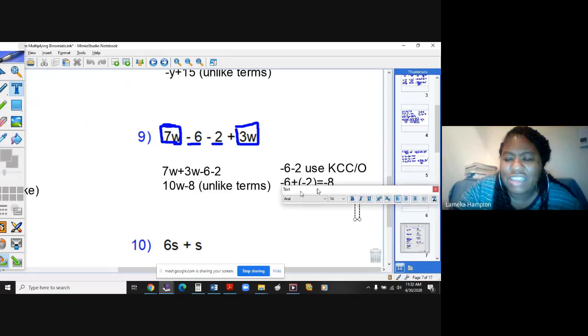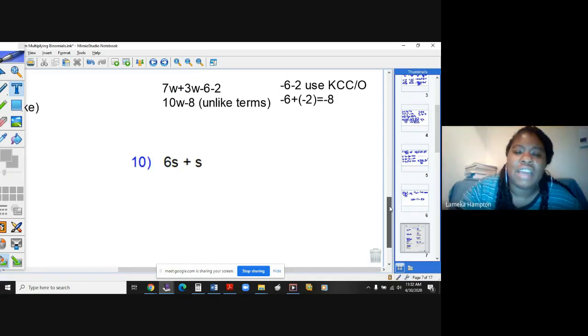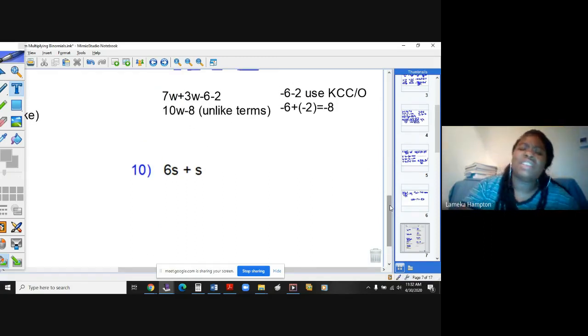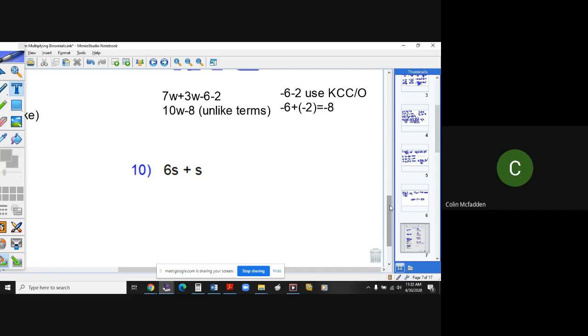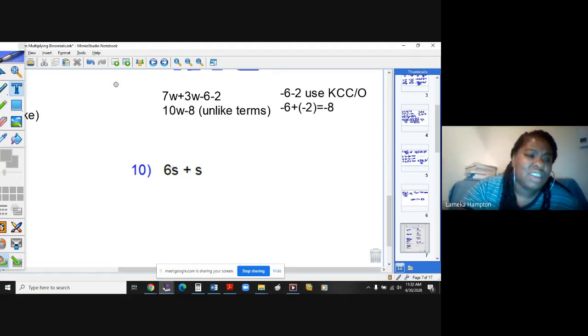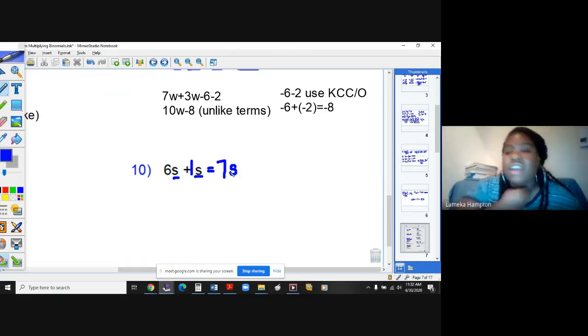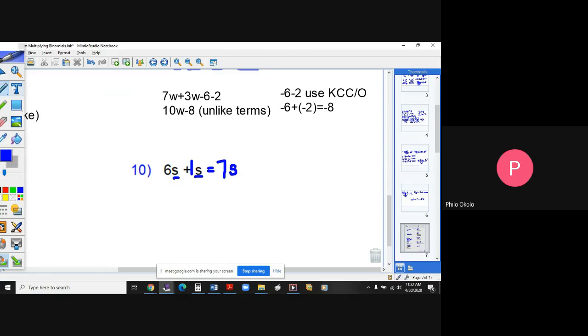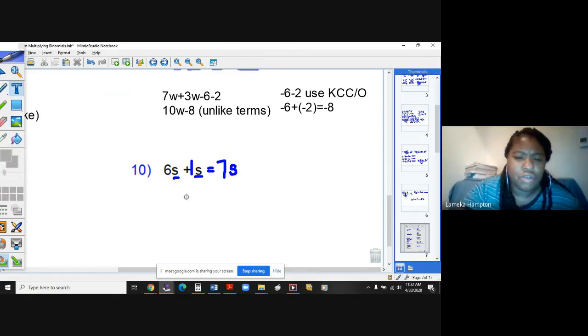And last but not least, what is 6 plus 1? 7. So this is like terms because I have an S here and an S here. Remember, the variable that stands alone has a coefficient of 1. So 6 plus 1 is 7S. That's my final answer. Now I'm going to put "like terms" underneath that.